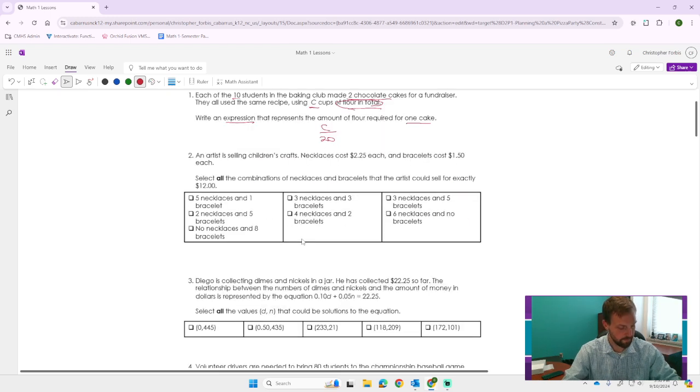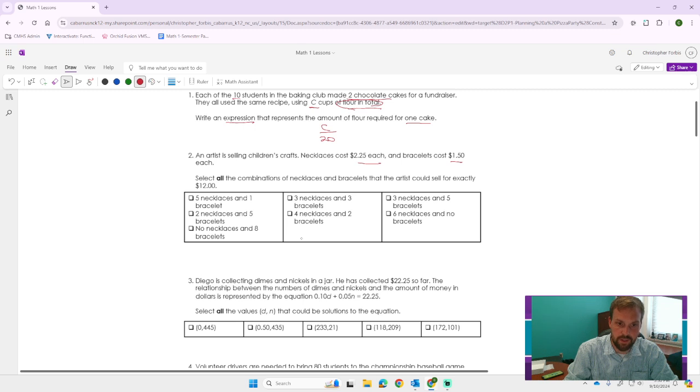All right, moving on. That was an example of writing an expression. Let's write an equation here. An artist is selling children's crafts. Necklaces cost $2.25 each. Whenever you have something each or something per something, it's that value and then the variable. And we're also doing bracelets at $1.50 each.